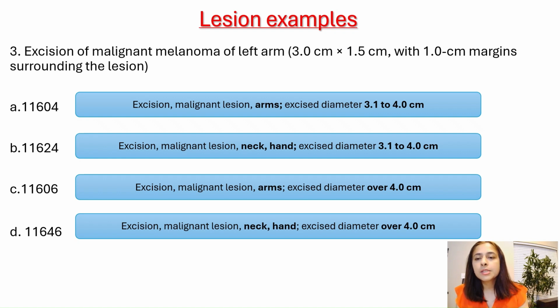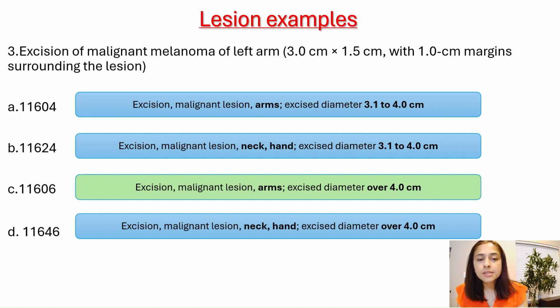So from the 3 centimeter times 1.5 centimeter dimension, we will take the largest dimension, which is 3 centimeter. And from the margin, we will take 1 centimeter plus 1 centimeter. So we will take both sides, which is a total margin of 2 centimeter. So 3 centimeter plus 2 centimeter is 5 centimeter.